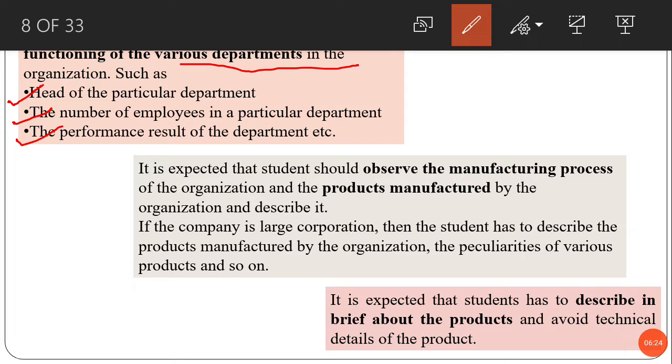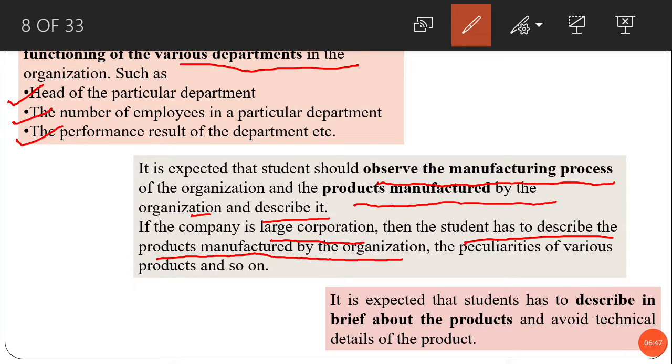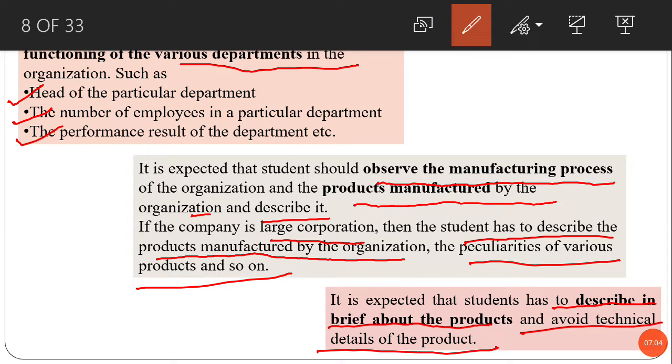It is expected that the student should observe the manufacturing process of the organization and the products manufactured by the organization and describe it. If the company is a large corporation, then the student has to describe the products manufactured by the organization, the peculiarities of various products and so on. Students are expected to describe the products in brief and avoid technical details of the products.